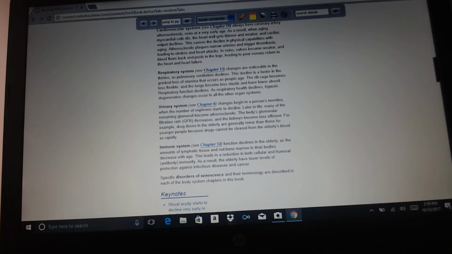The immune system functions decline in the elderly as the amount of lymphatic tissue and red bone marrow in their bodies decreases with age. This leads to a reduction in both cellular and humoral antibody immunity. As a result, the elderly have lower levels of protection against infectious diseases and cancer. Specific disorders of senescence and their terminology are described in each of the body system chapters in this book, so don't forget to review those.